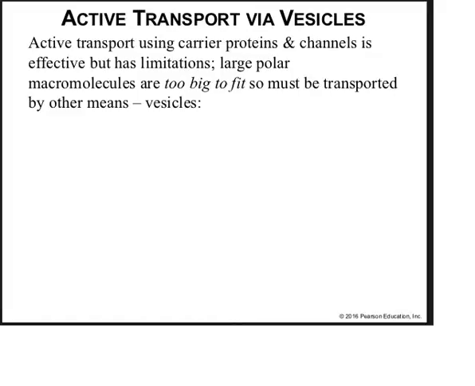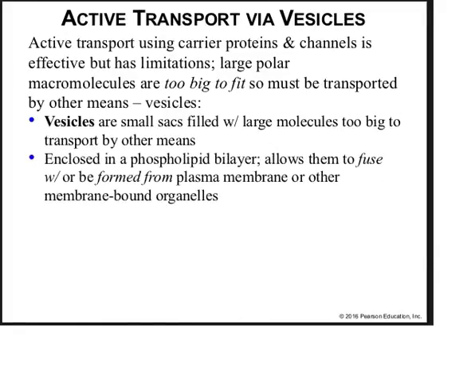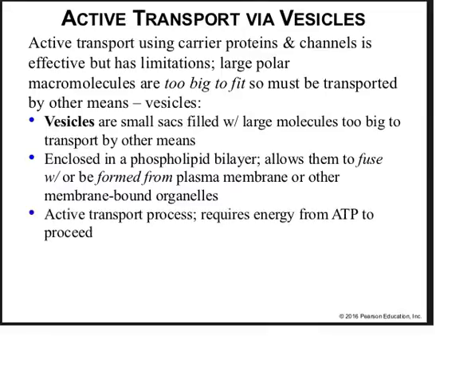This active transport uses carrier proteins and channels that are effective, but the vesicle transport kicks in when the macromolecules are too large to fit through channel proteins in the membrane. So we have to have some other way of getting them across the cell membrane, and that's where the vesicles come in. So vesicles are small sacs that are filled with large molecules too big to be transported by other means across the cell membrane. They're enclosed in a phospholipid bilayer that allows them to fuse with or be formed from the plasma membrane or other membrane-bound organelles. It's an active transport process. It requires energy from ATP in order to move these vesicles from one place to another.